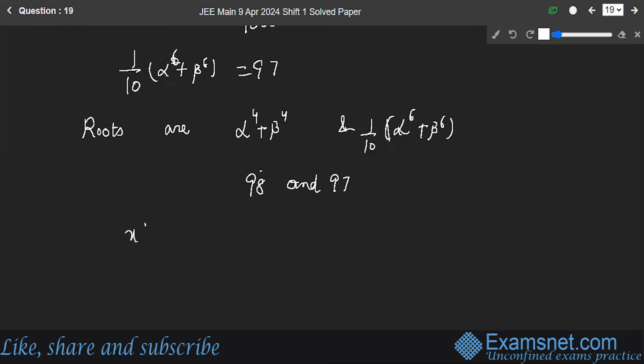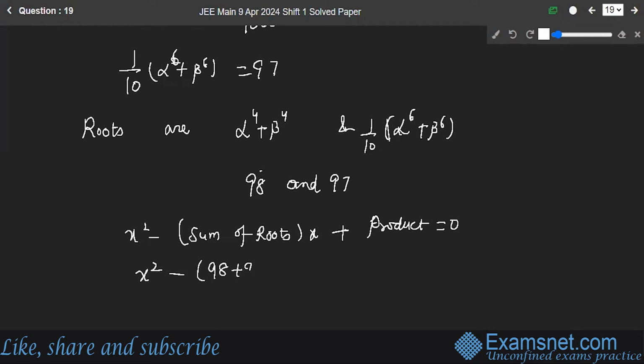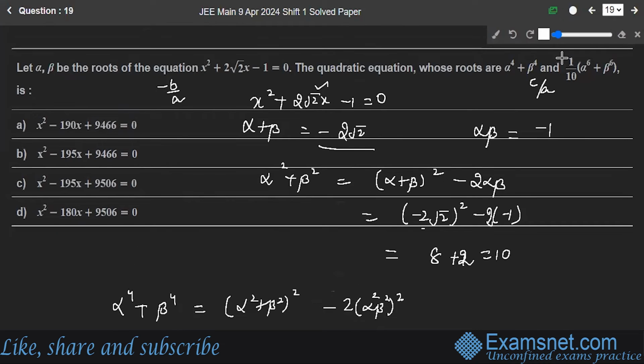Now such an equation is given by x square minus sum of roots into x plus product of the roots. So this is equal to x square minus (98 plus 97) into x plus 98 into 97. This gives you x square minus 195x plus 9506 is equal to 0. So you have option C as the right answer. Hope you understood that. Let's move to the next question.